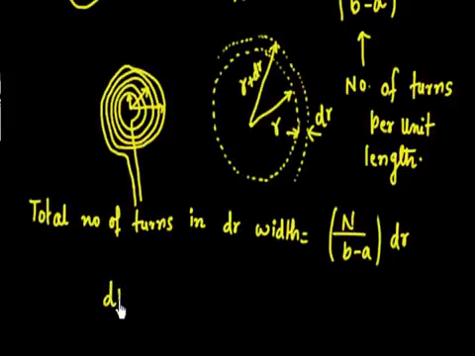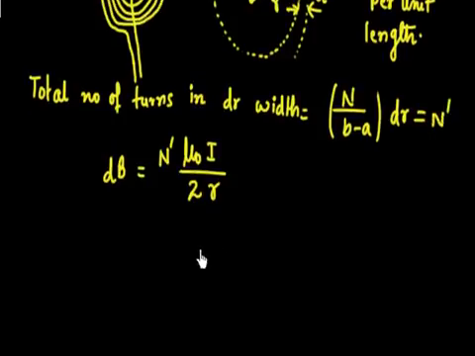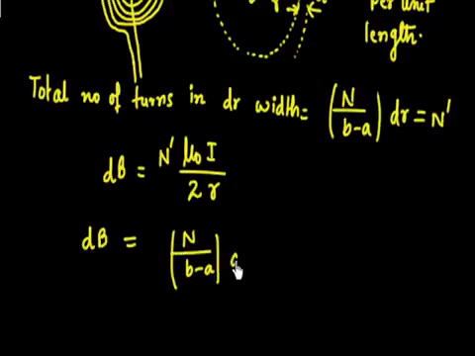So I can write dB is equal to mu naught I by 2r. Here r is the radius. Now you see, what is the I? I have not N turns, I have some different number of turns, N dash, and this is the same as this. So I can plug this value here and now things are easy. So now I can write dB is equal to N by b minus a into dr into mu naught I by 2r. This is the total number of turns in dr width, and this is the mu naught I by 2r.